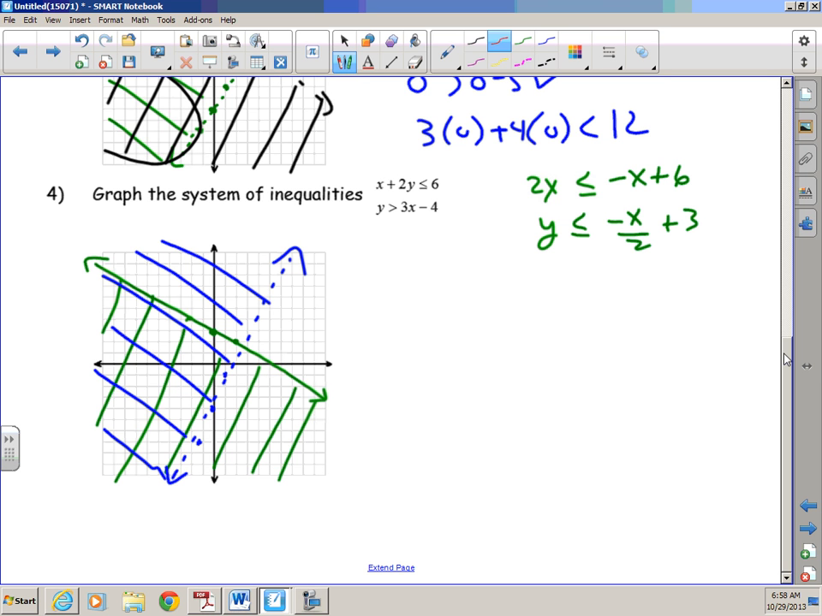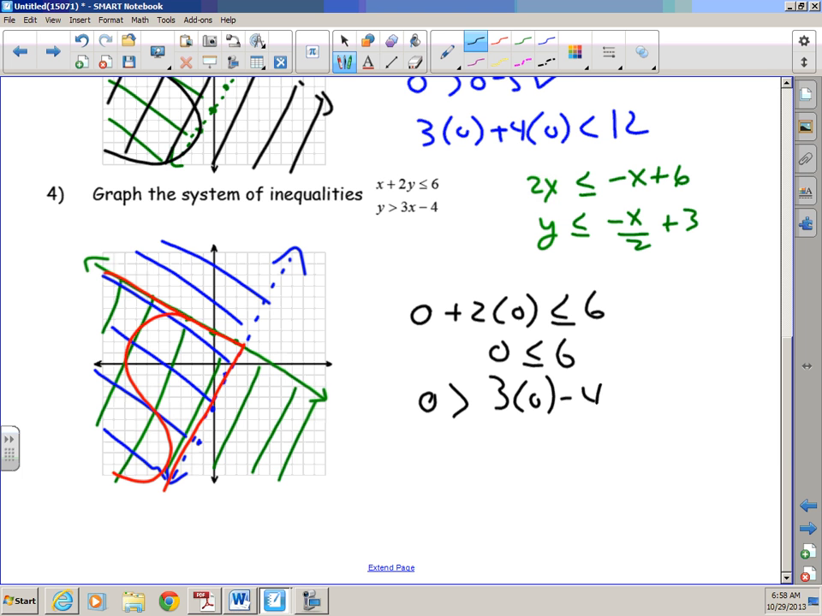In other words, using a different color, the solution set is between this part and this part right there, and that's where the S would go. Got a lot of colors floating around. 0, 0 is in the solution set. So let's check it. 0 is definitely less than or equal to 6, and is 0 greater than 3 times 0 minus 4? You'll see that that works also.